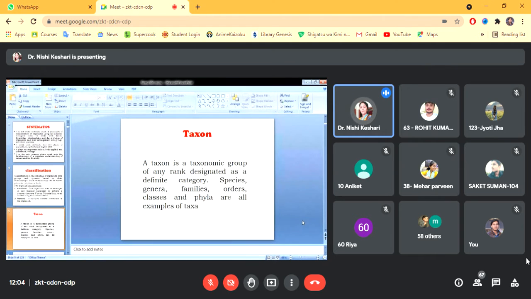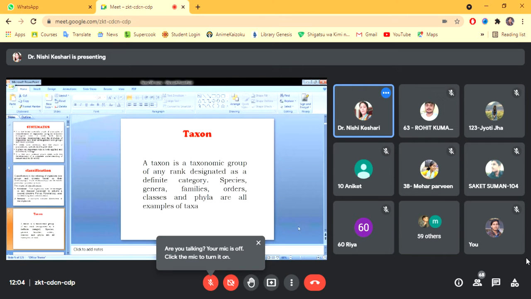Taxon. Taxon is a taxonomic group. So you might have heard about different taxa, like phylum, families, subfamilies, orders, class. So these are called taxa. These taxa may have higher taxa or lower taxa. From the species level, they are lower taxa, and above the species level, higher taxa. So taxon is actually a singular word, and taxa is a plural word.